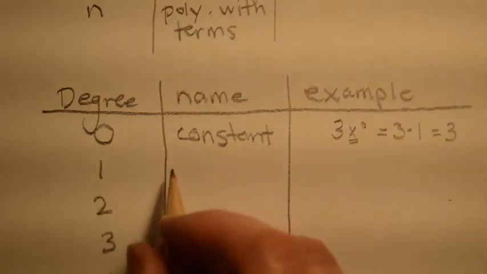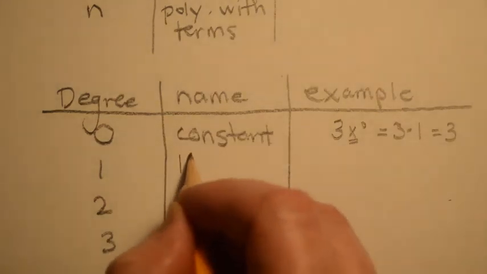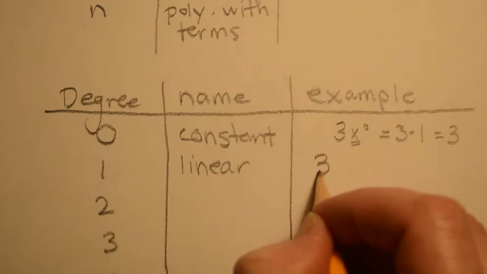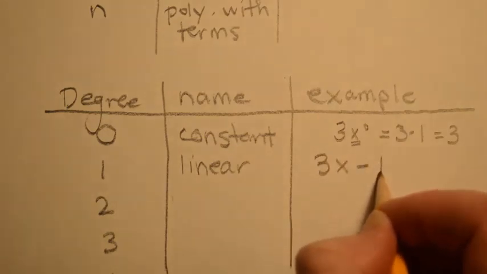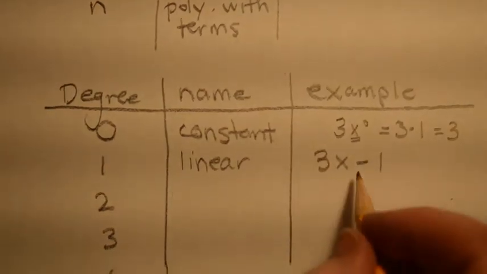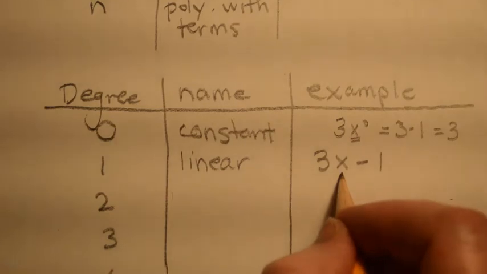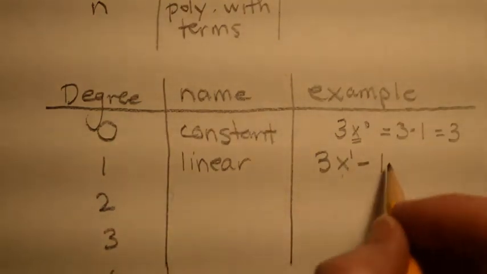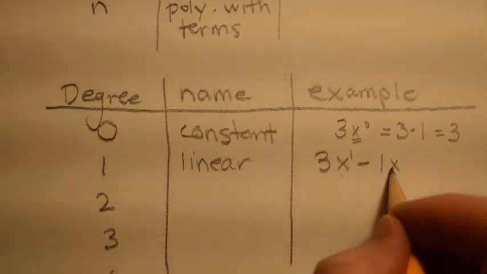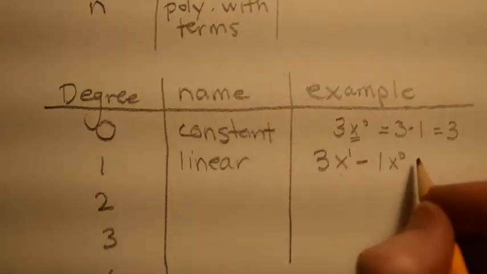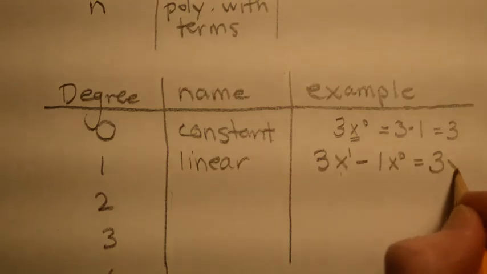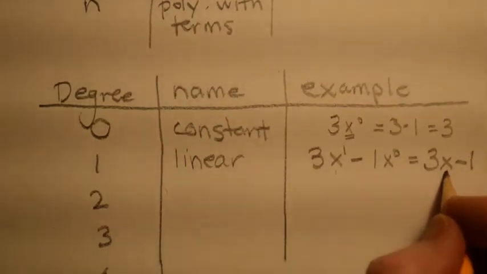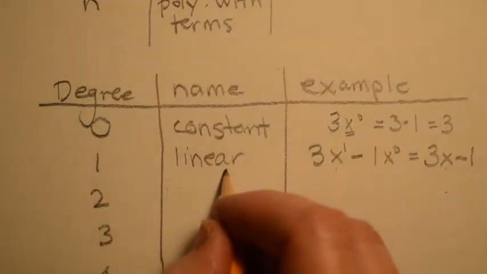Okay, if the degree is 1, it means the highest exponent is 1. This is called linear. So that would be something like 3x minus 1. All right, if I look at this variable right here, it's got an implied 1. That's the highest exponent in here, because again, this is an implied x to the 0, which doesn't mean anything. So we just say it's 3x minus 1, and that has the highest exponent of 1, therefore it's linear.